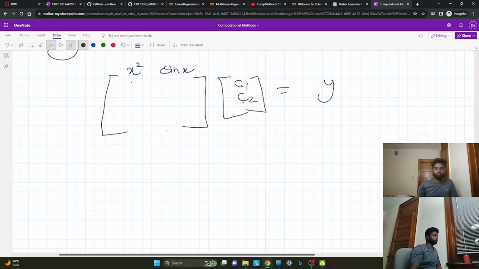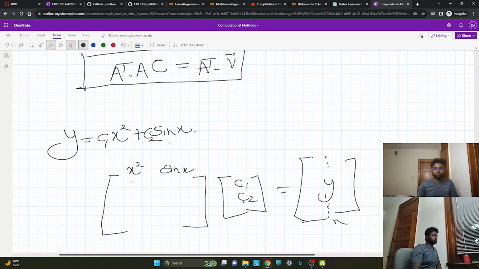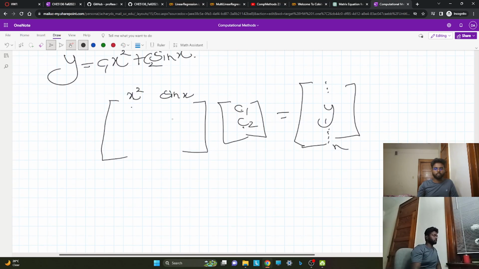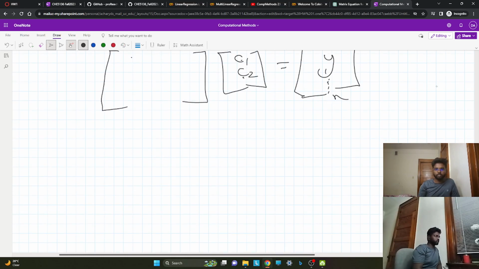For example, there are n values of y and x. Taking n values, there are many values you can take like this. Okay, so I'm going forward. This is our design matrix. Take this as A.